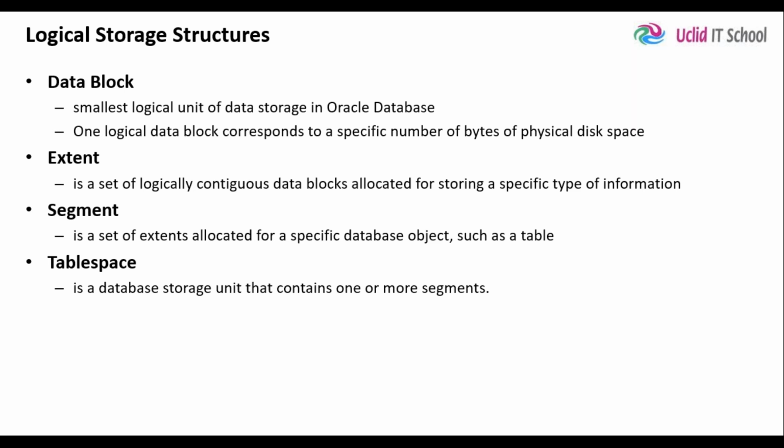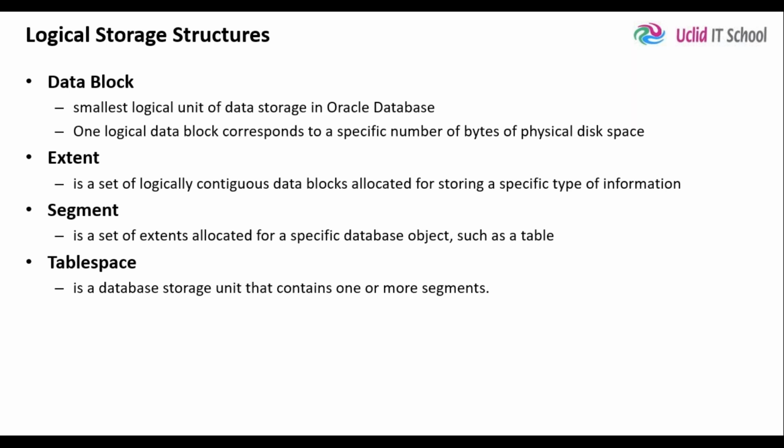Data block, or Oracle data block, is the smallest logical unit of data storage inside Oracle database. One logical data block corresponds to a specific number of bytes of physical disk space. So data block is the smallest unit of logical space allocation, like you can imagine square feet. When you purchase a floor space, it is allocated in square feet, 1000 square feet, 2000 square feet, like that. Square feet is the minimum unit of space allocation. So here data block is the minimum unit of space allocation in Oracle database.